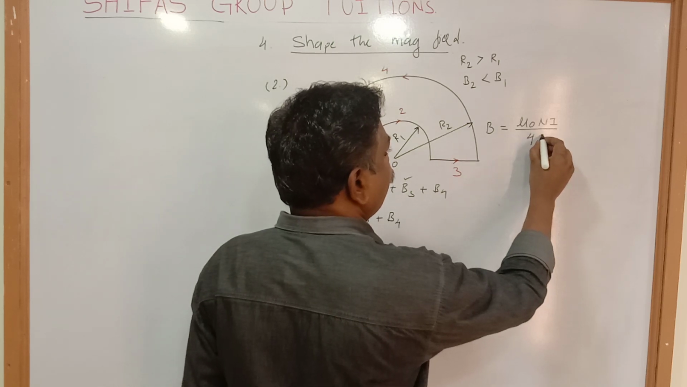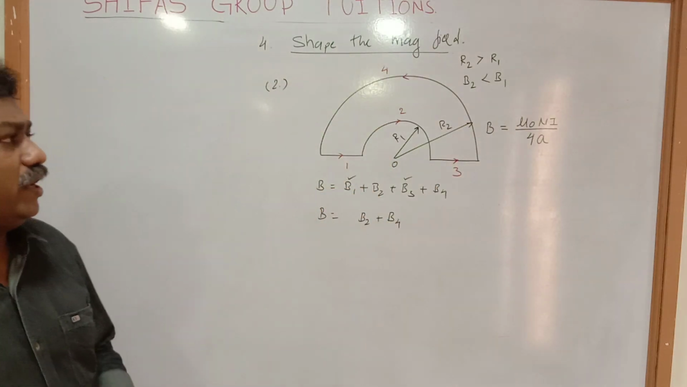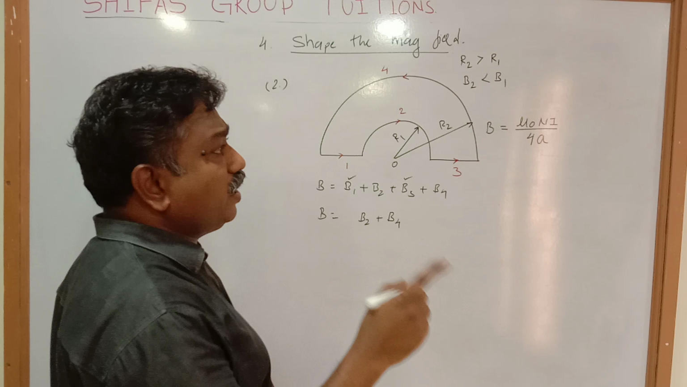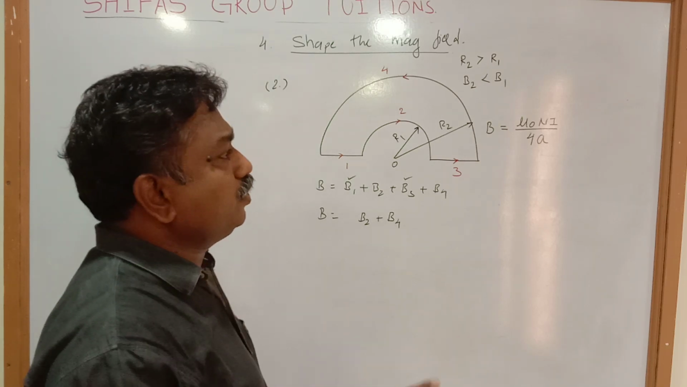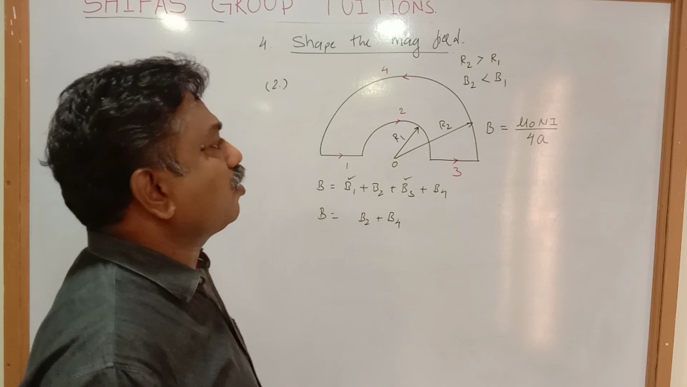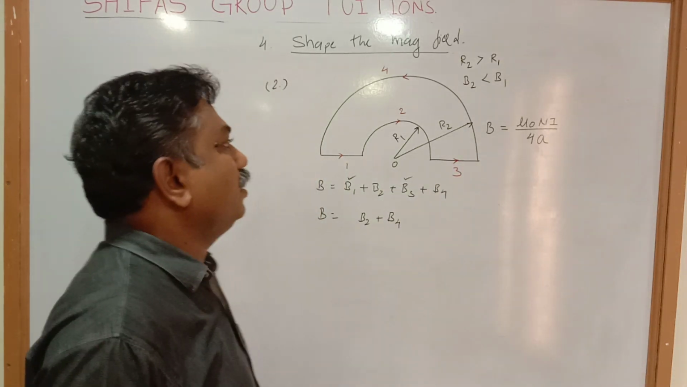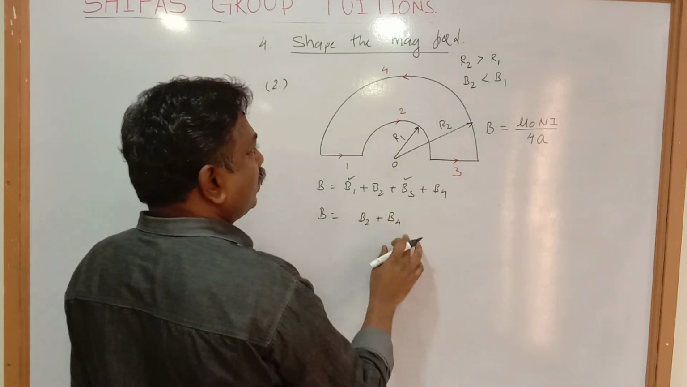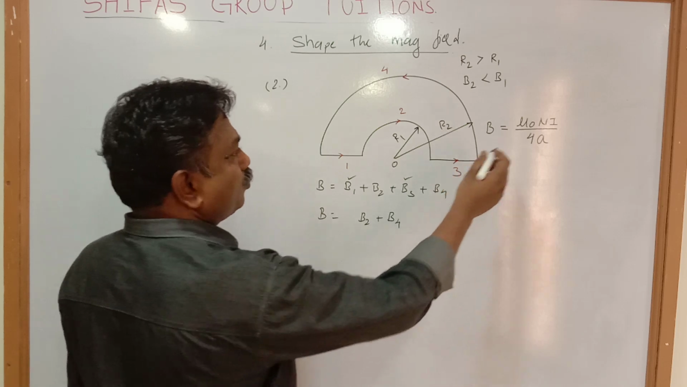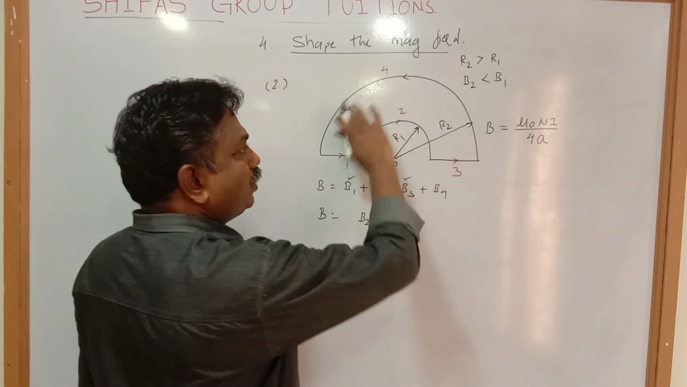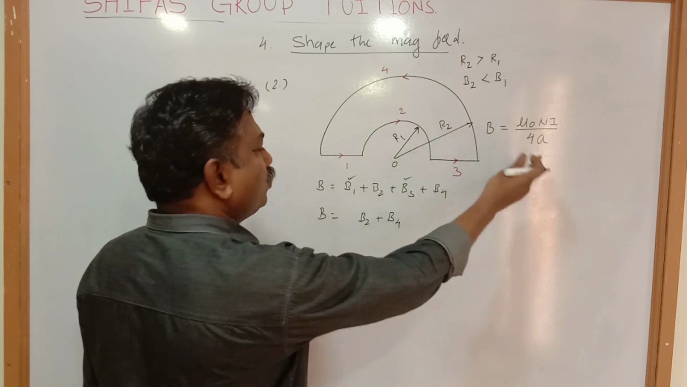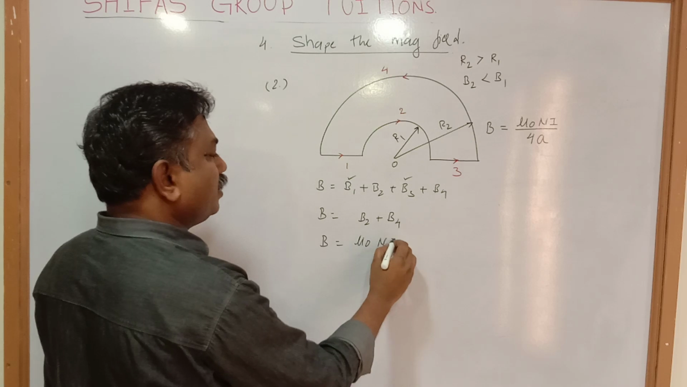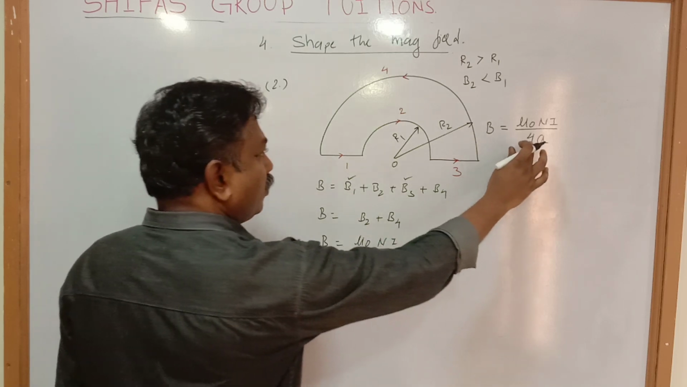So the formula was 4A. In the last shape we learned the same for the semicircle, because 2A is for the full circle, and if we divide that in half, then the formula comes to 4A. So mu naught Ni upon 4A is the formula. So there will be B2 and B4. Suppose this A is the radius. Here in the numerical, in the MCQ, it is given as R1 and R2. So naturally we will substitute B is equal to mu naught Ni upon 4A.